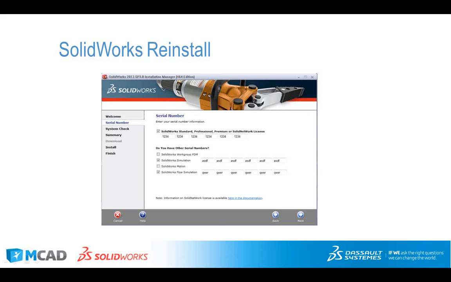I want to point that out because if you said, well, I have SolidWorks Premium, but it also has Workgroup PDM and Simulation, that's all covered under your one initial Premium serial number. So you never need to put check marks and type in the same serial number for any of these additional products. You only need to tick those check boxes and type in serial numbers if they are different.